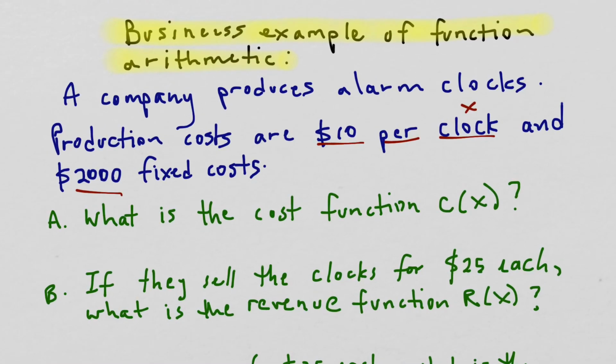So R of x minus C of x is your profit function. Okay, so here's a business example of function arithmetic. In our problem here, a company produces alarm clocks. Production costs are $10 per clock, so this is your variable cost, and $2,000 for your fixed costs. So here A says what is the cost function, C of x. The cost function C of x has your fixed costs and your variable costs added together.